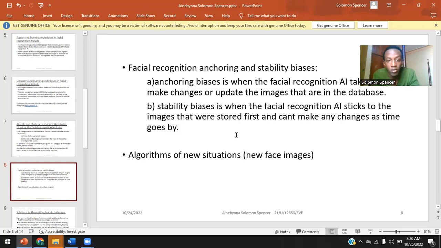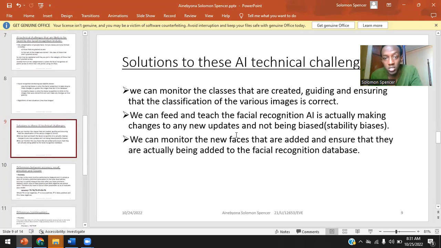Then algorithms and new situations. New situations at times, such as registering a new face or image, are also a challenge to the facial recognition AI. So this brings me to solutions. Some of the solutions: we can monitor classes, feed and teach the recognition, and we can monitor the new faces to ensure that they are actually being added.